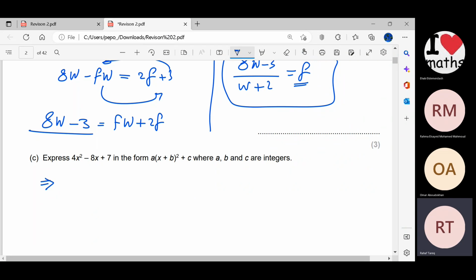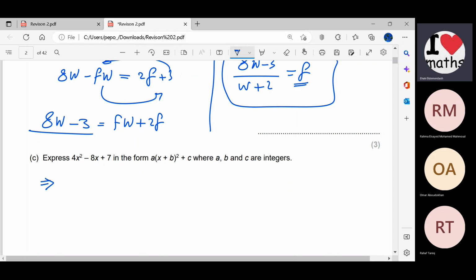My first step I'm going to divide by 4, and then... Rahaf, it's not divide by 4, it's take the 4 outside. What you are doing, divide by 4, it's okay, but just take it outside. I can take the 4 outside. Are we clear on that? So what will happen? It will be x squared minus 2x plus 7 over 4. I don't care, it's there.